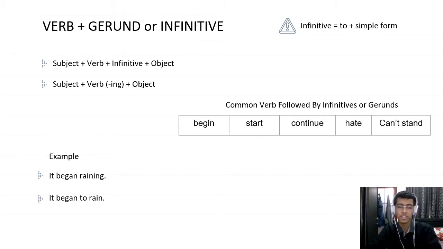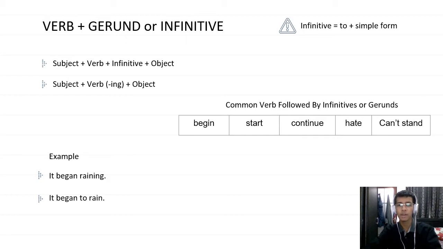Both of these sentences have the same meaning, which means it will rain soon, but they are written in two distinct forms: one with -ing, which is a gerund, and the other with the infinitive, which is indicated by to before the simple form of the word.